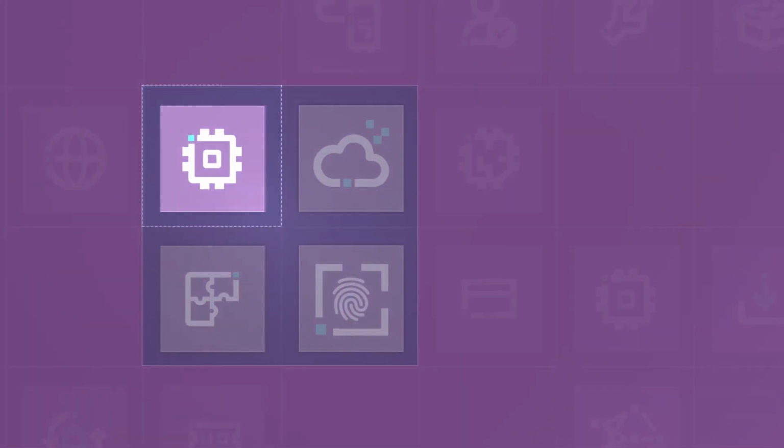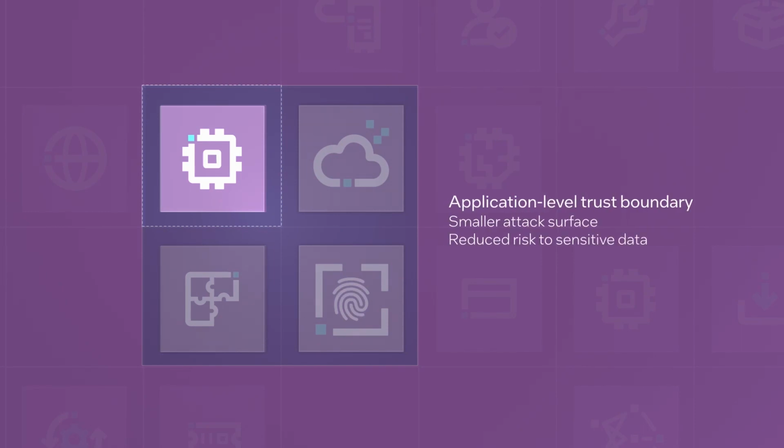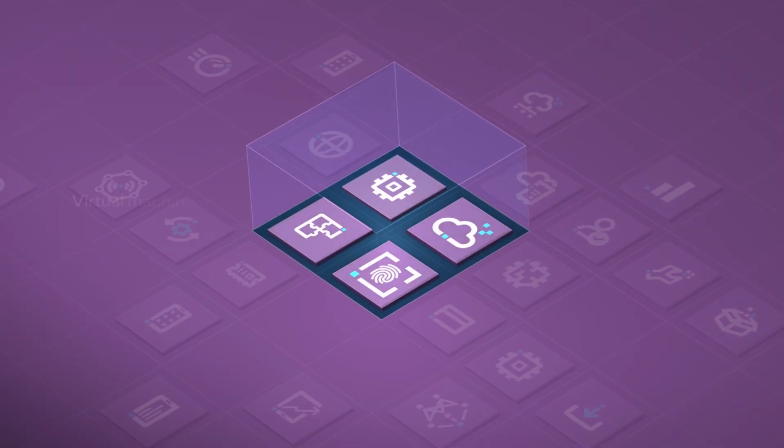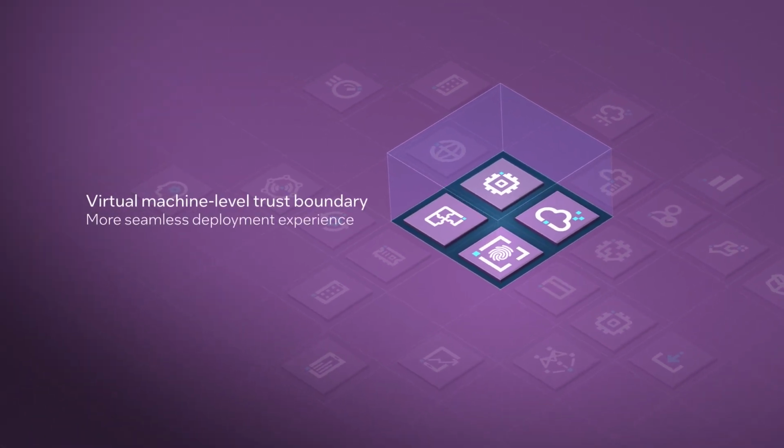If the unit of deployment is an application or native containers, you can implement the trust boundary around that specific application, resulting in a smaller attack surface and reducing the risk to extremely sensitive data. On the other hand, if the unit of deployment is a virtual machine or virtual machine-based containers, you can shield the whole virtual machine from the rest of the environment. This results in a seamless deployment experience for existing applications, potentially with a larger trust boundary.